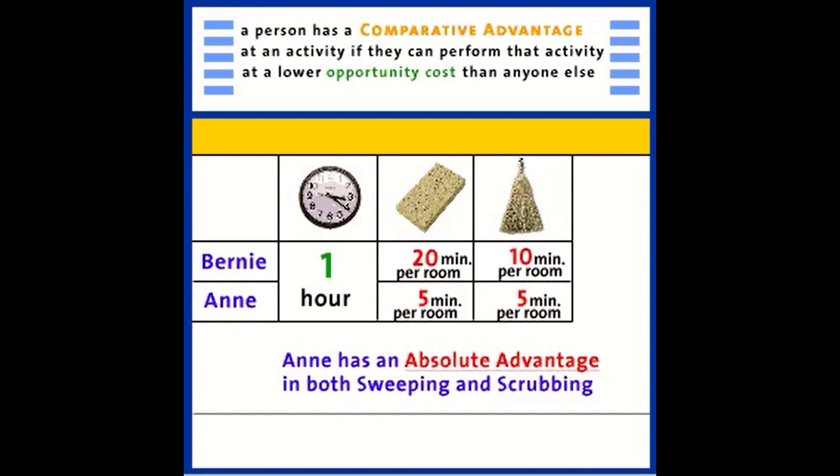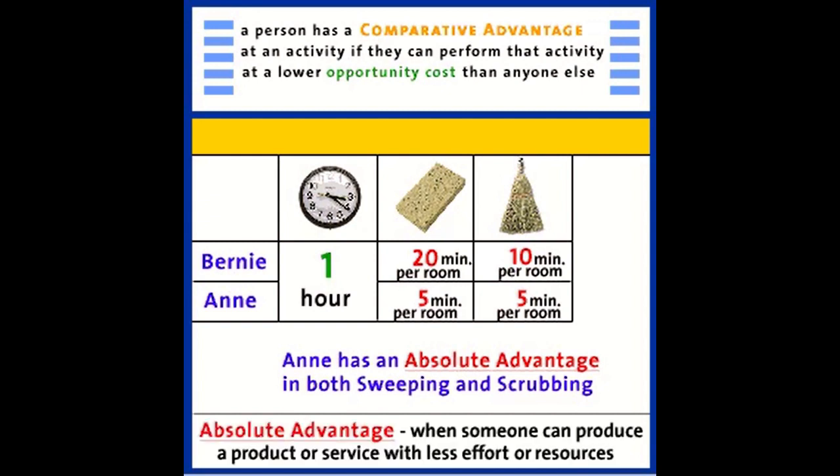Now, let's suppose Ann spends an hour doing sweeping or scrubbing. What is the maximum output that she could expect? Well, divide 60 minutes, 1 hour, by 5 minutes that it takes to scrub a room, and you get that Ann's maximum number of rooms scrubbed in 1 hour is 60 divided by 5, or 12. Likewise, if Ann wants to sweep for an hour, she can sweep a total of 60 minutes divided by 5 minutes per room swept to get a total of 12 rooms swept.